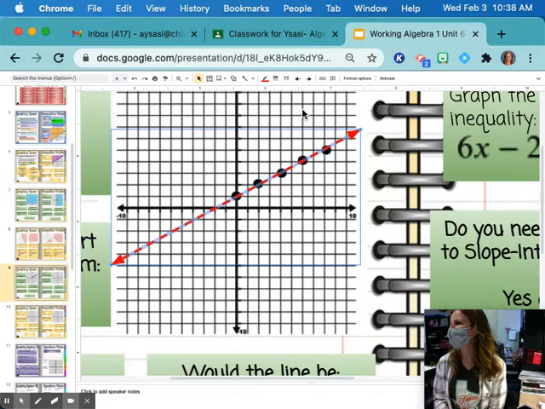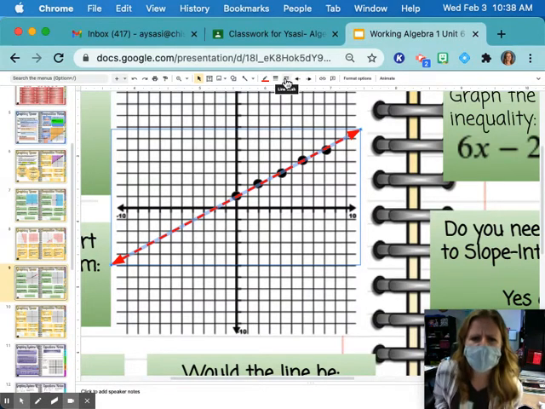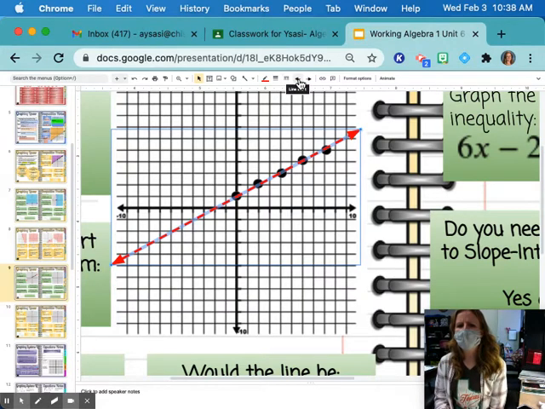And then make the arrow. So you're going to use these tools up here. Have the line selected and then use the color tool, line color, line width, line dash, and then line start and end.